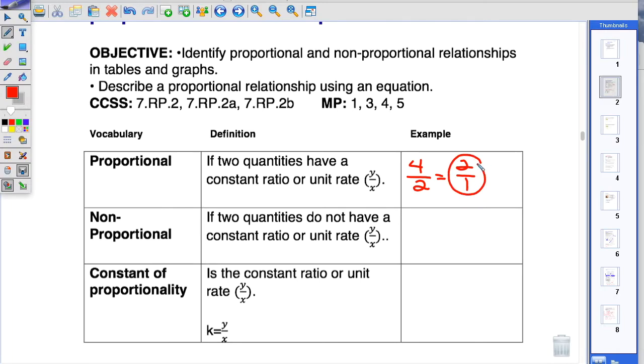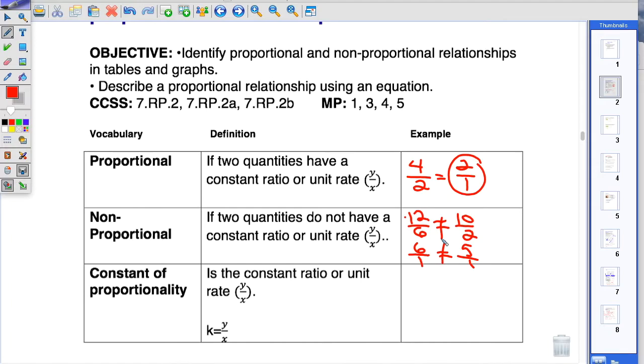The definition of non-proportional is: if two quantities do not have a constant ratio or a unit rate. So if we have 12 over 6, and that is equal to 10 over 2, and we reduce these, we get 6 over 1. Is that equal to 5 over 1? It is not proportional. The unit rates are not the same. The constant ratio is not the same.